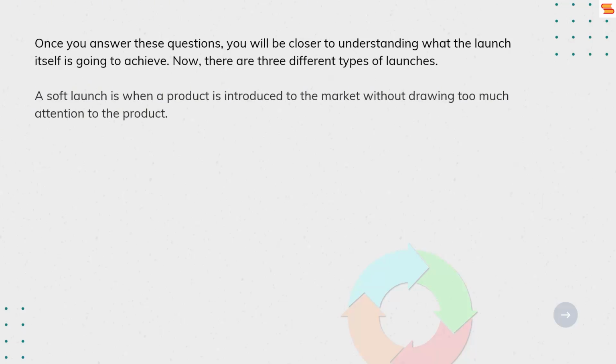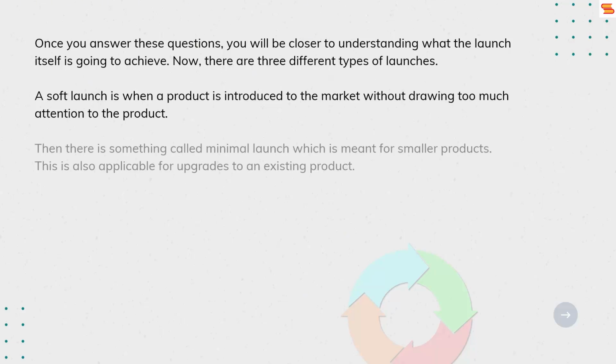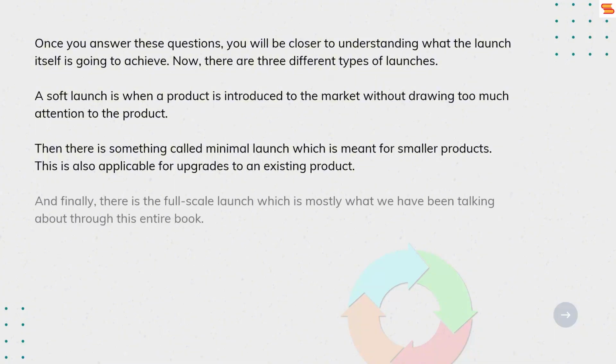A soft launch is when a product is introduced to the market without drawing too much attention to the product. Then there is something called minimal launch, which is meant for smaller products. This is also applicable for upgrades to an existing product. And finally, there is the full-scale launch, which is mostly what we have been talking about through this entire book.